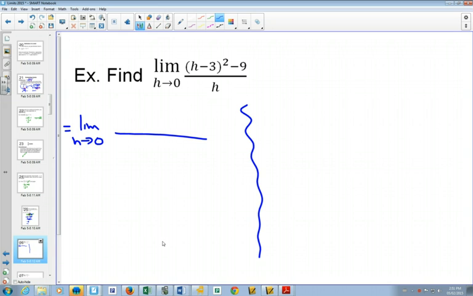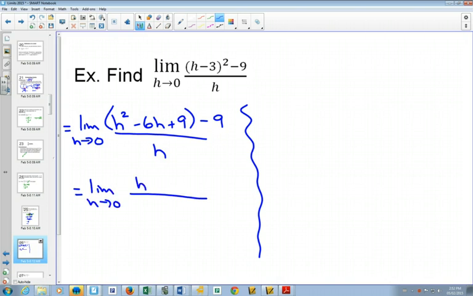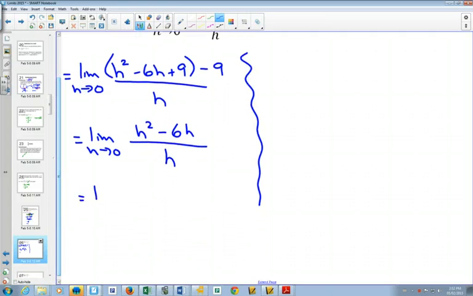And most people took h minus 3 and FOILed that out, or multiplied that out, to get h squared minus 6h plus 9. And then you still have a minus 9 over h. And the nice thing is, it's still equal, limit as h goes to 0. On the top, it just became h squared minus 6h over h. And now there is an h in common on the top that you could factor out.